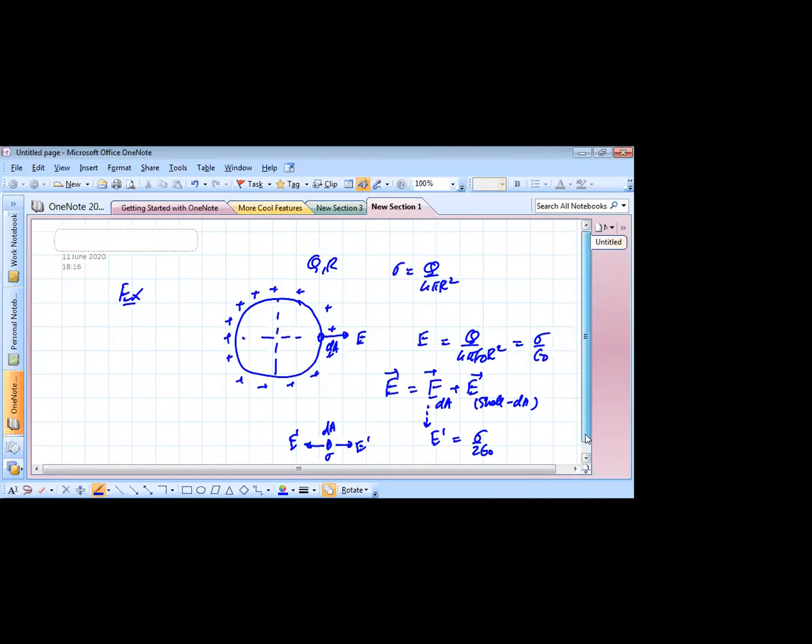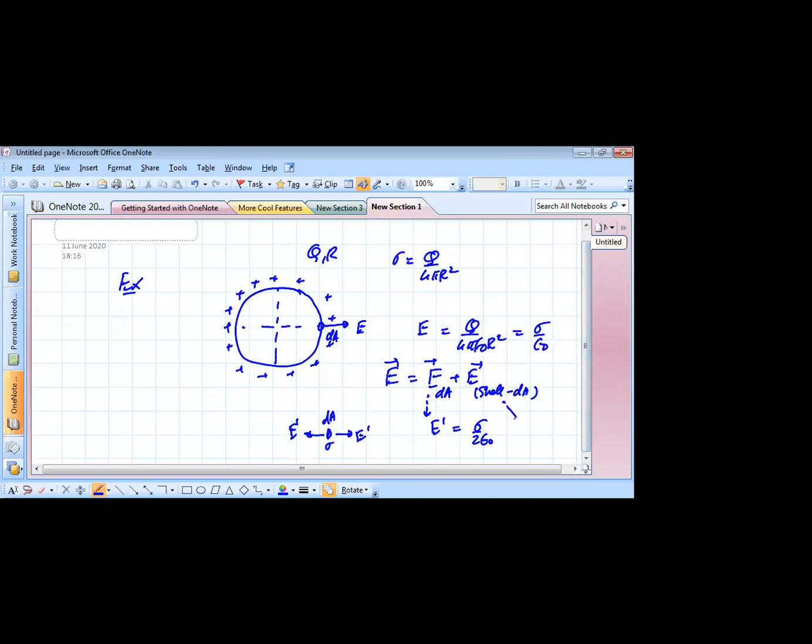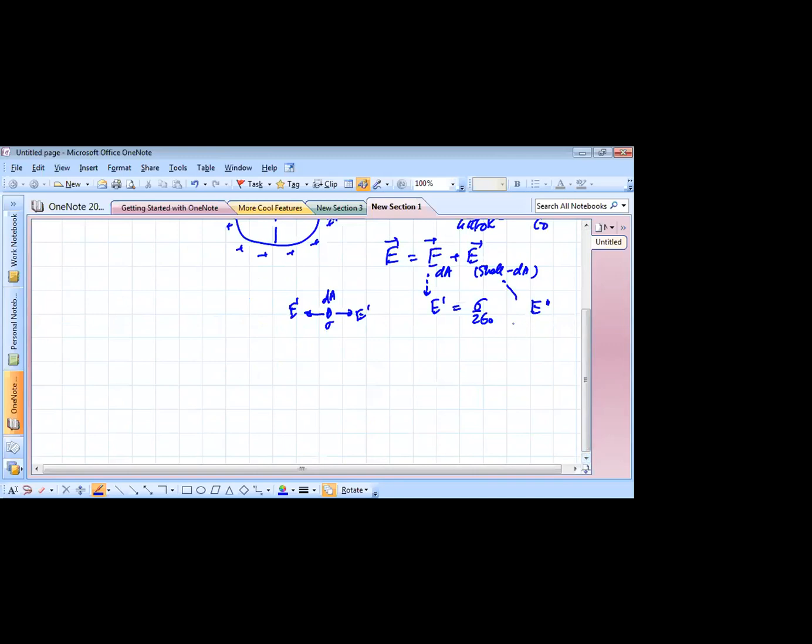So this quantity, if it has a magnitude, let's say E double prime, then at a point just inside, E double prime and E prime are in opposite directions, so they cancel each other. At a point just outside, they add to each other. So that's why, because this quantity has a magnitude of sigma upon epsilon naught, these two quantities add just outside, whereas just inside it will be zero.